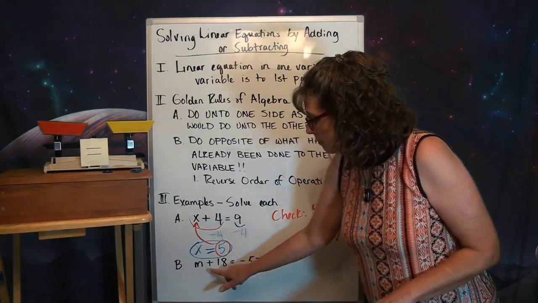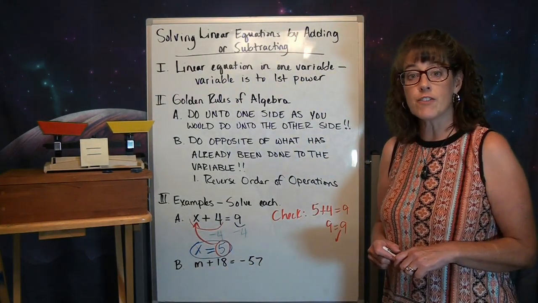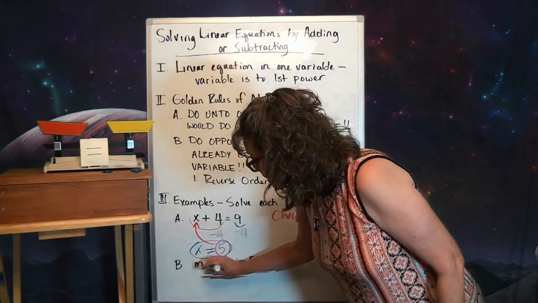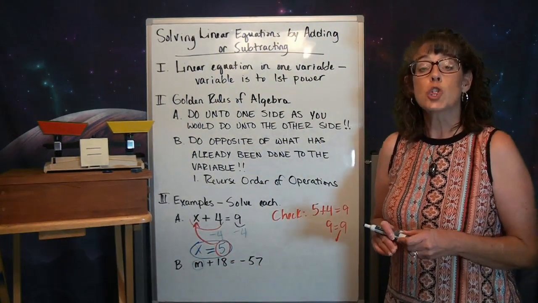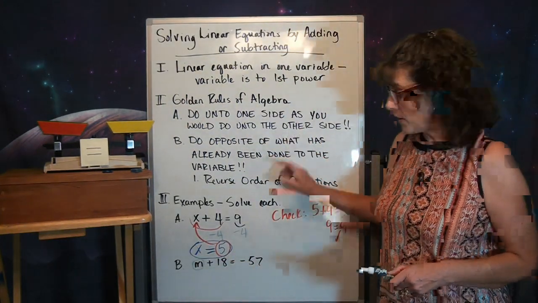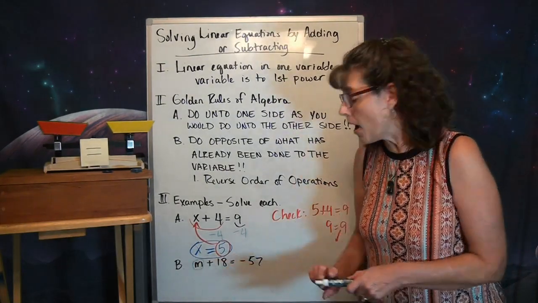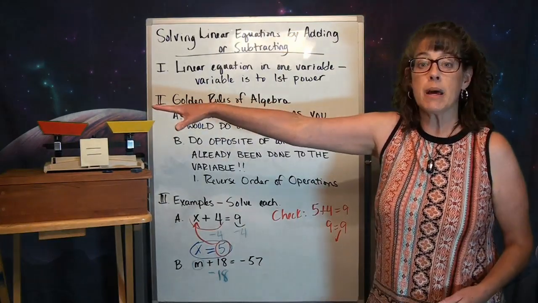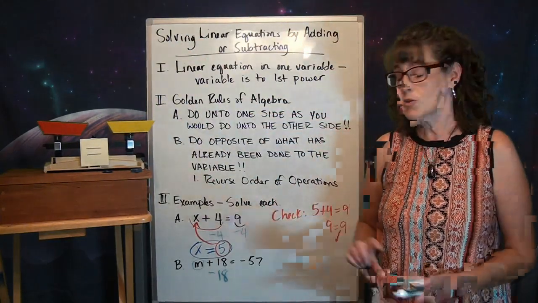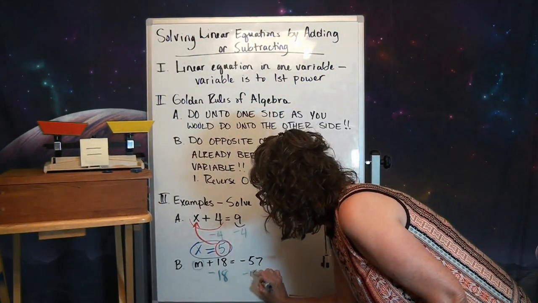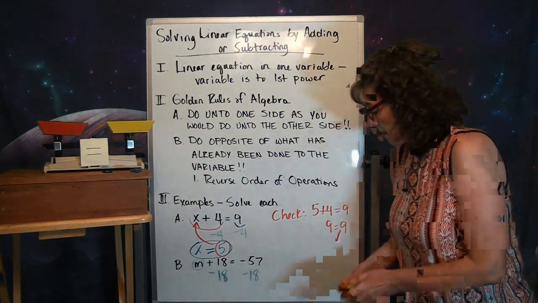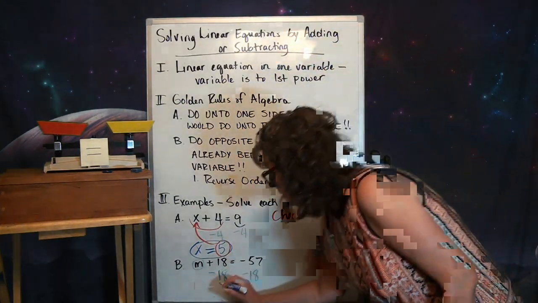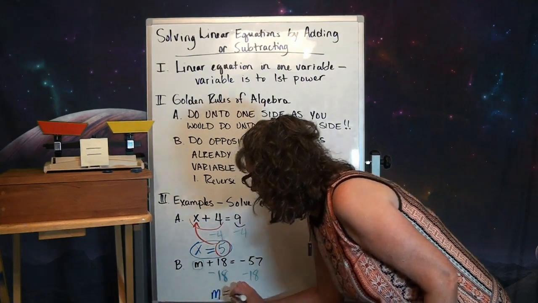This says m plus 18 equals a negative 57. Well, I want to get this m all by itself. So what has already been done to that variable is adding 18. When I do the opposite, I'm going to subtract 18. And like we noticed here with the pan balance, what I do on one side, I have to do on the other side. So I need to subtract an 18 over here on the right-hand side. Now, that means on the left, that m is completely by itself like I wanted it to be.